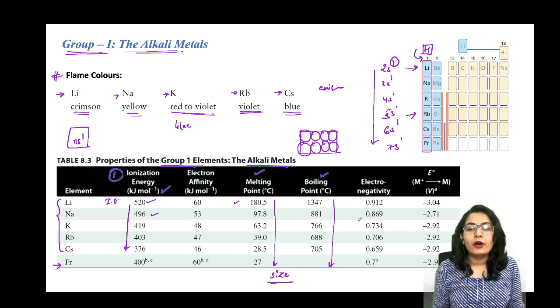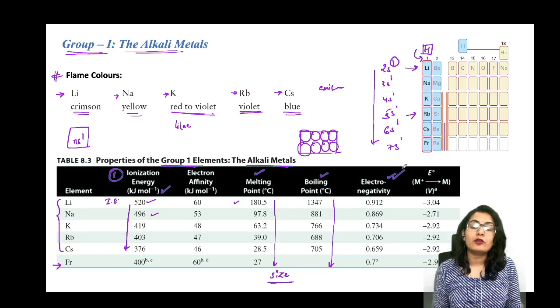All right, now we move onwards to electronegativity. Who is the most electropositive element? Cesium is going to be the most electropositive element in the whole periodic table.